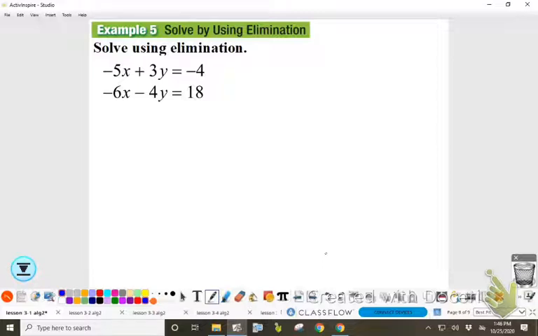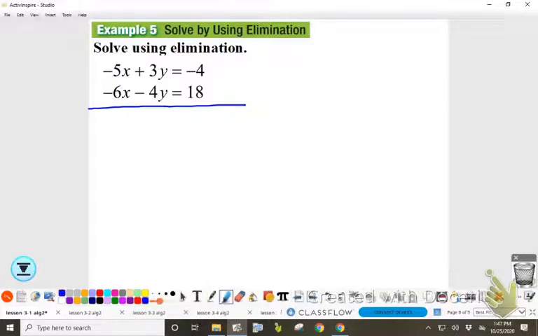So for elimination, you want to be able to add straight down and get one of your variables to eliminate, to go away, to cancel. Right now, if I added straight down, negative 5 and negative 6 will give me a negative 11x, so that won't work. And if I added straight down a positive 3 minus 4, that would give me negative 1, and that will not work. So this is where you have to decide what you're going to multiply by in order to get the equations to eliminate.